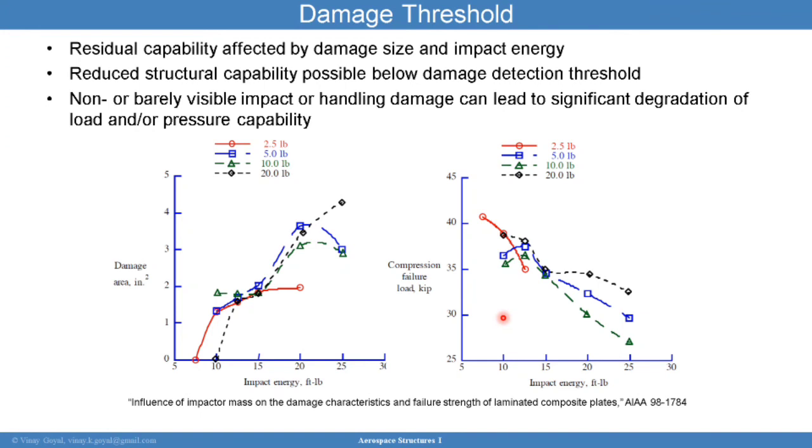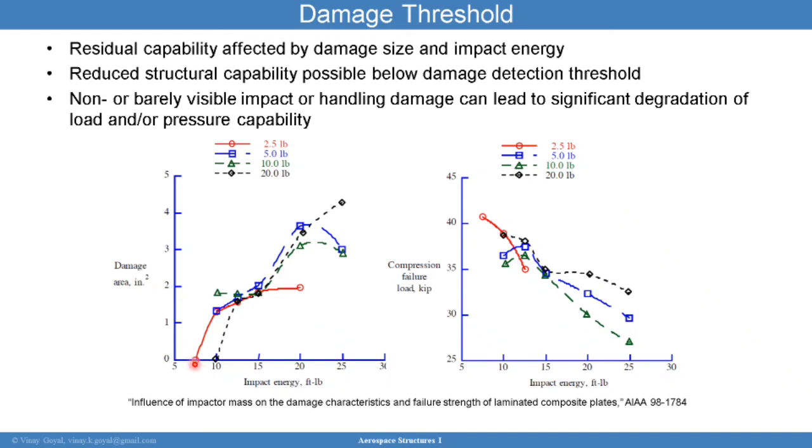And here I'm showing the impact energies, and this comes from paper AIAA 98-1784, influence of impactor mass on the damage characteristics and failure strength of laminated composite plates. And what I show here is the damage area; as impact energy increases, the damage increases. And you can see here that as the mass increases, the damage area becomes higher. You could also see then this correlates straight to the compression failure load with the lower the impact damage energy.